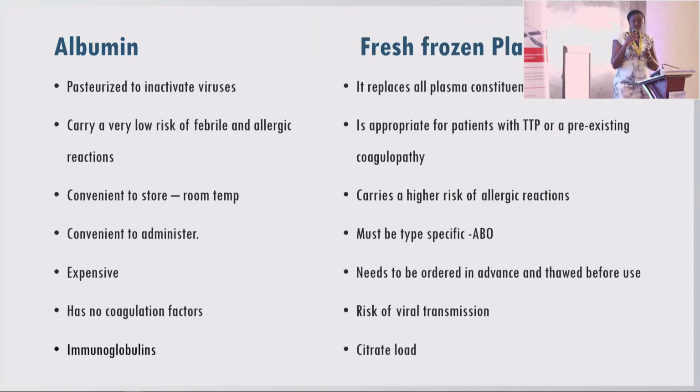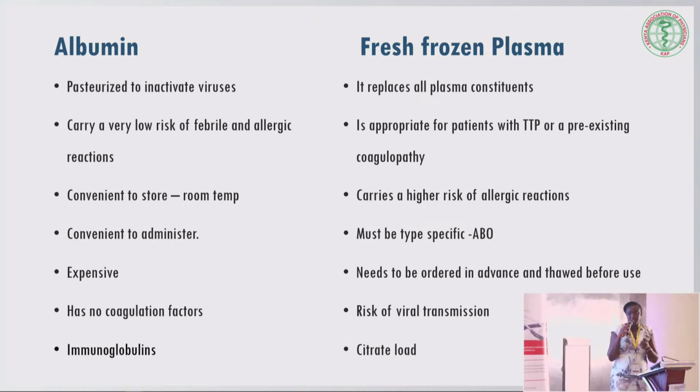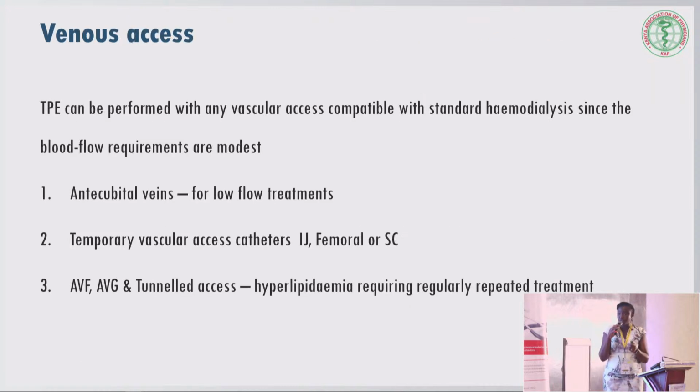So these are just some characteristics of albumin. Albumin is easy to use, easy to store, easy to prescribe. There are very few allergic reactions, but it is expensive and has no coagulation factors. So when you use albumin, your patient is more likely to bleed. Fresh frozen plasma replaces all your plasma constituents. However, there's a higher risk of getting infections through it, and it must be type specific according to ABO compatibility. It needs to be ordered in advance, and there's a higher risk of allergic reactions and a citrate load.